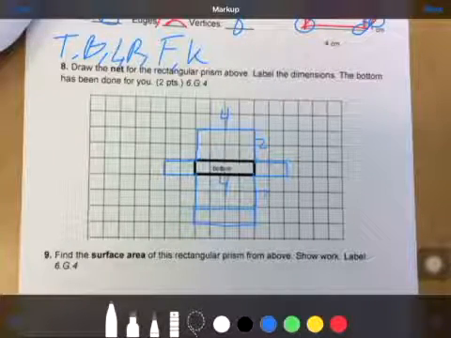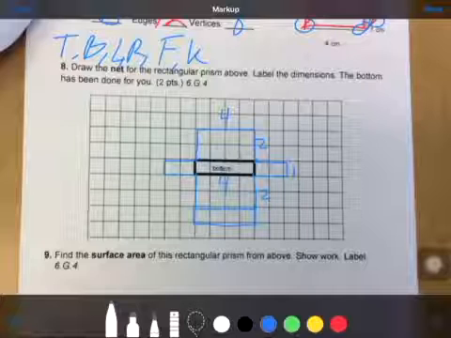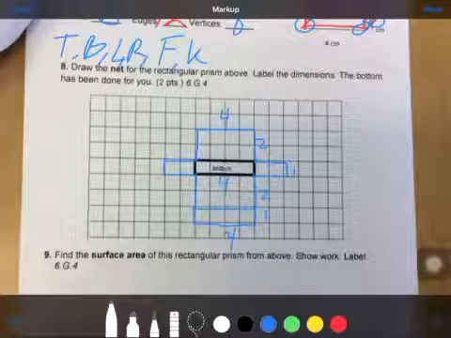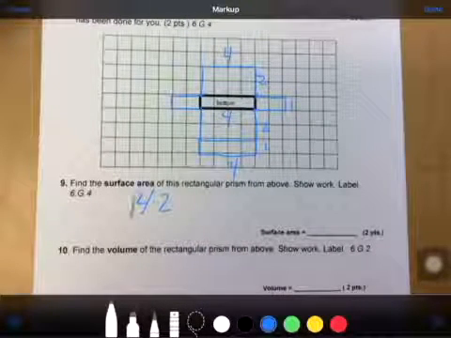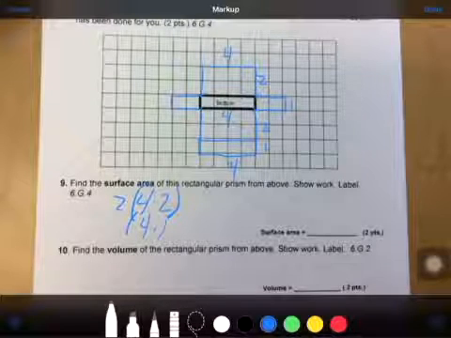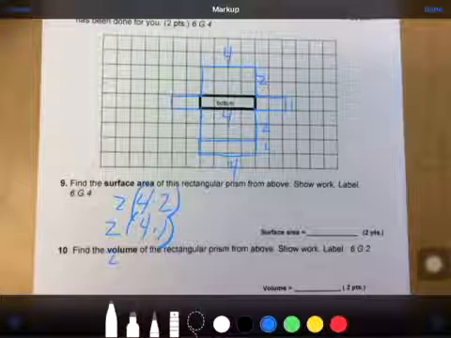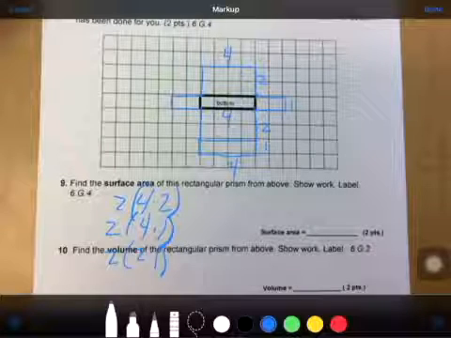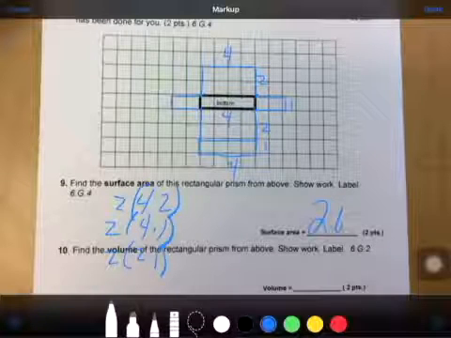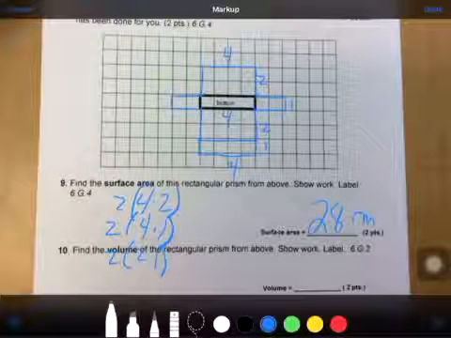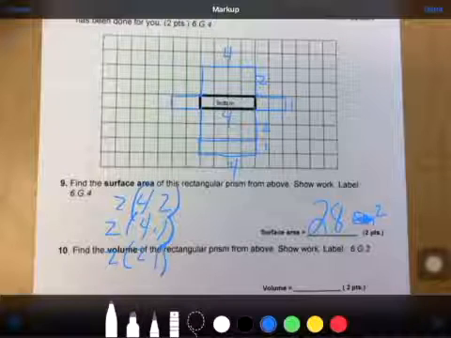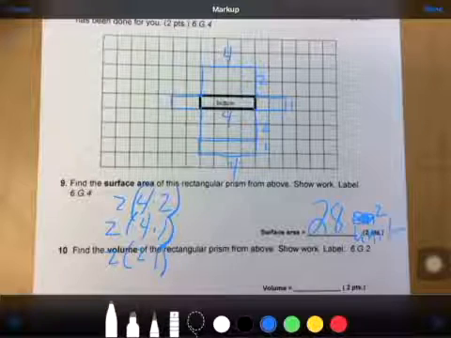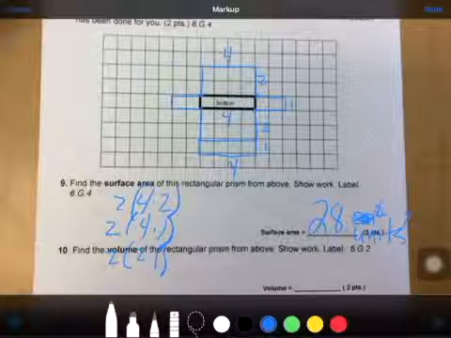Okay, I don't need every single number, but I need to at least label some of them so I can do the problem. So for surface area, again, you can just pair up the dimensions. Like I have a 4 by 2, 2 of those. I have a 4 by 1, 2 of those, and a 2 by 1, and again 2 of those. Or I can just count all the boxes that are on my net. If I do it carefully, I should be getting 28 centimeters squared. Okay, and actually because no units are specified, I would call these units squared.